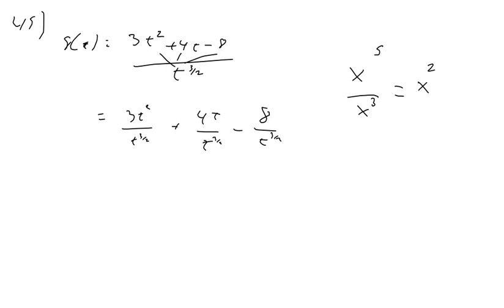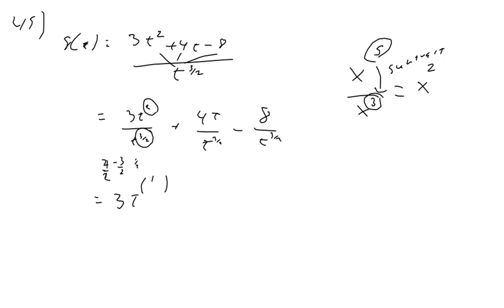What are we doing to the 5 and the 3? How are we combining these together? Exactly, we subtract them. So you do the same thing with these exponents here, the 2 and the 3 halves. You're going to get 3t to the power of, well, what is 2 minus 3 halves? 2 minus 3 halves, let's see, that's 4 over 2 minus 3 over 2, which is 1 half. There's your exponent.